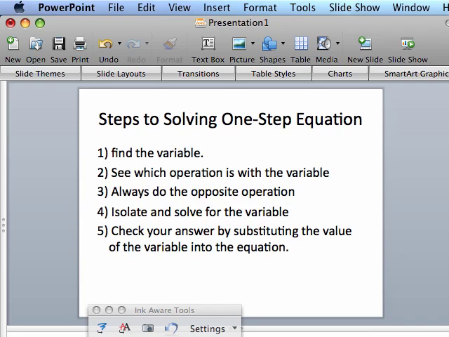The steps to solving one-step equations are: first, you have your equation. You find the variable. You see which operation is with the variable. You always do the opposite operation. You get the variable alone, isolate it, and solve for the variable using the opposite operation. You check your answer by substituting the value of the variable, or your answer that you got, into your original equation to check to see if both sides of the equal sign are satisfiable.